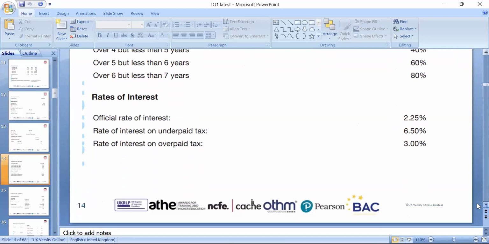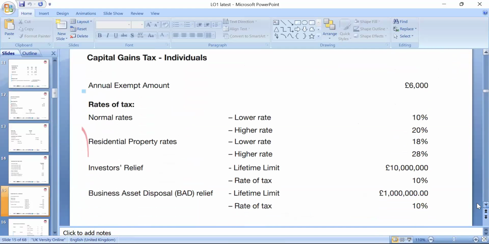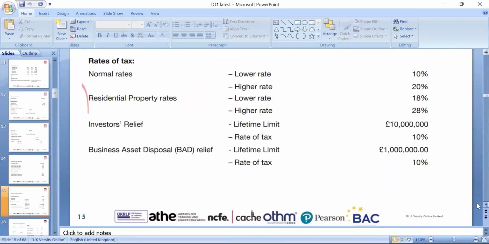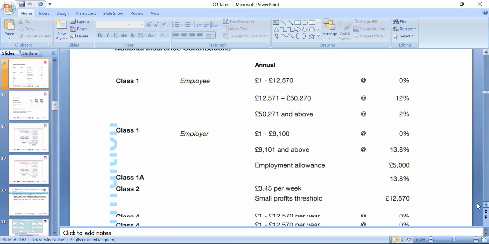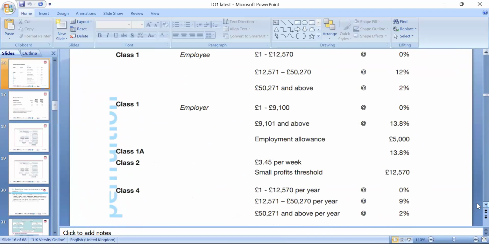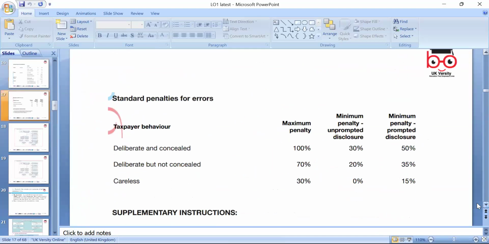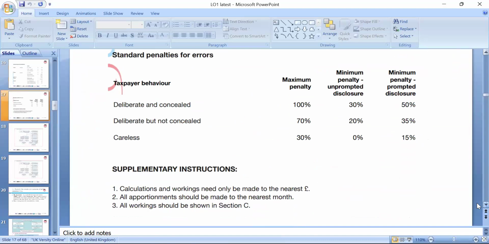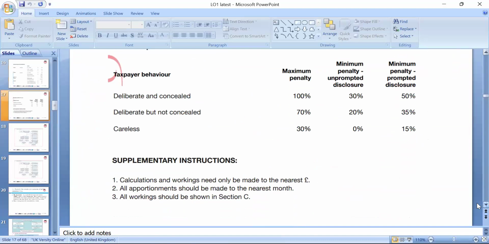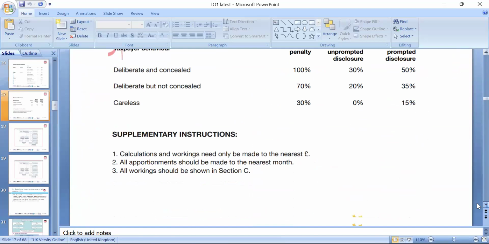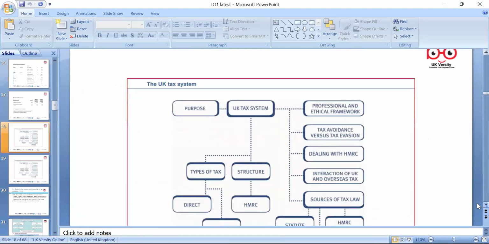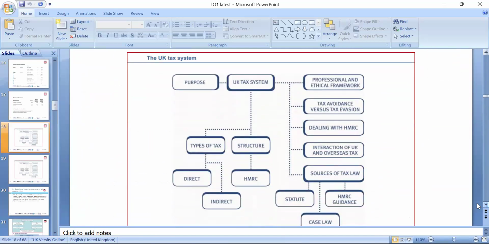Inheritance tax relief can be for individuals. Capital gains tax, that can be on the properties, and of course Class 1 NI contribution. And we need to look around the taxpayer behaviors, errors, and deliberately concealed, so that can be a fine, and the purpose of the tax. So tax, and the UK tax system, two types of taxes, direct and indirect taxes, which we need to be aware of.